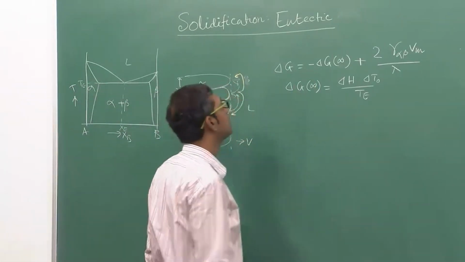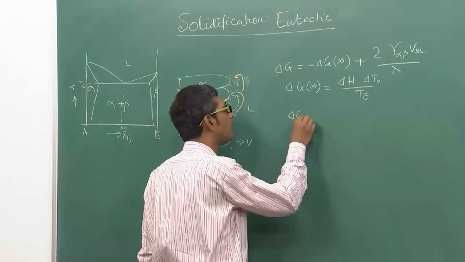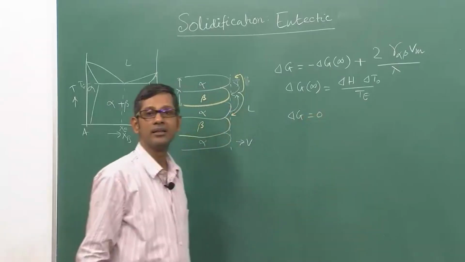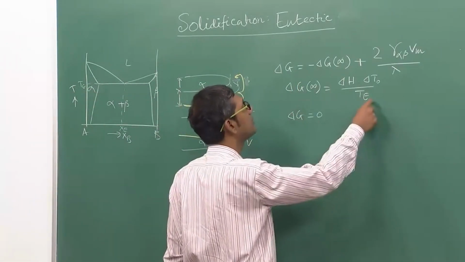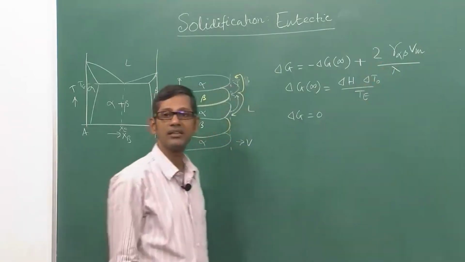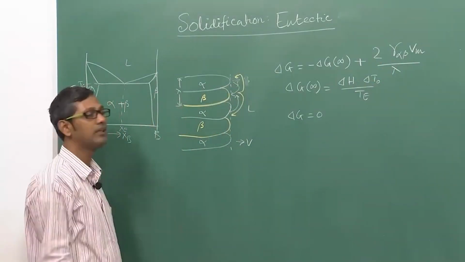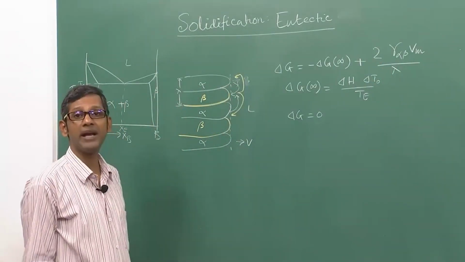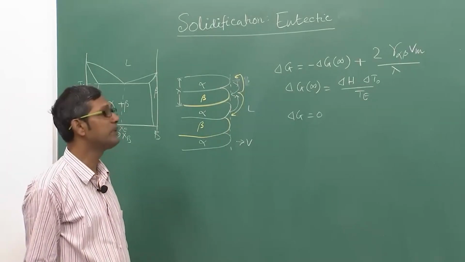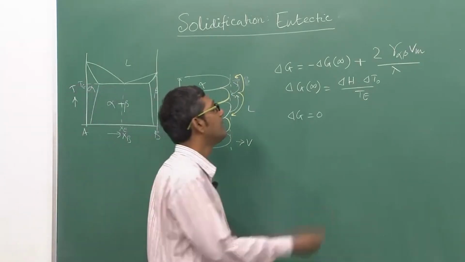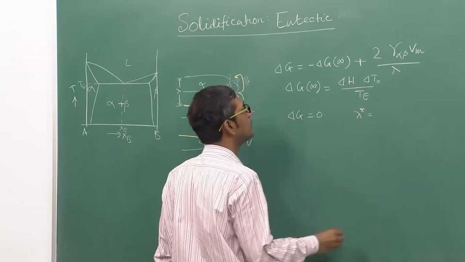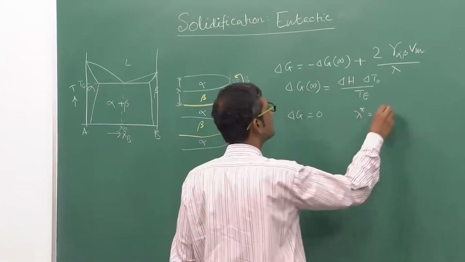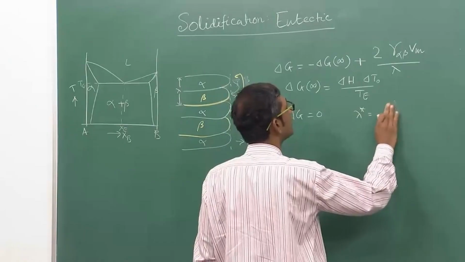So therefore, when delta G equals 0, that is where the balance of the free energy because of the heat evolution and the interfacial energies of the alpha-beta will give us the minimum value of lambda. So that means I can write lambda star is equal to, very simple, that's this, the delta H.